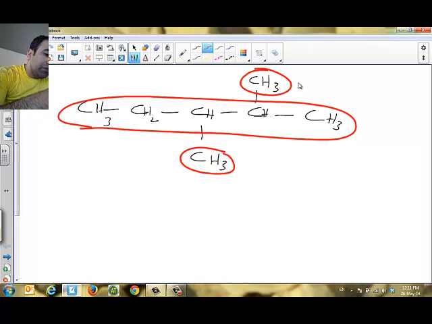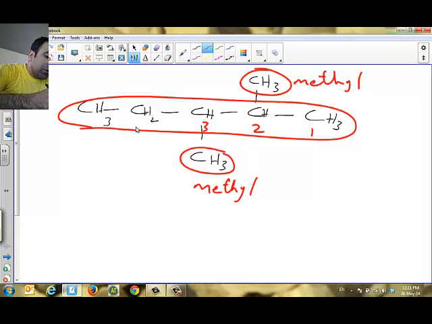What's the name of this group? It's going to be methyl, and the name of this group is methyl. It's better to start numbering from this side because it's closer to the groups.